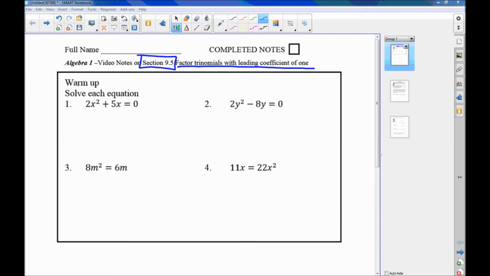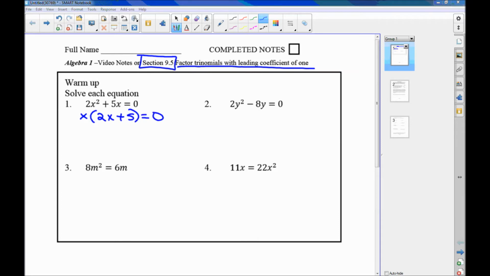All right, so solve each equation. Number 1, 2x squared plus 5x equals 0. So remember we want to set our equation equal to 0 and then do some factoring. So on the left side, we can factor out an x. That leaves behind 2x plus 5.